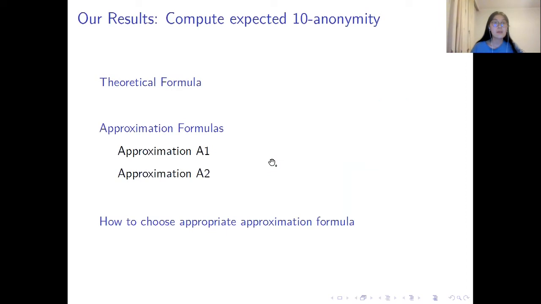In our paper, our main result is that we find both a theoretical formula and a practical formula to compute the expected number of buckets that are not anonymous. This number can be used to evaluate the risk of returning a HyperLogLog sketch to the central party for the user. So let's first look at the theoretical formula.